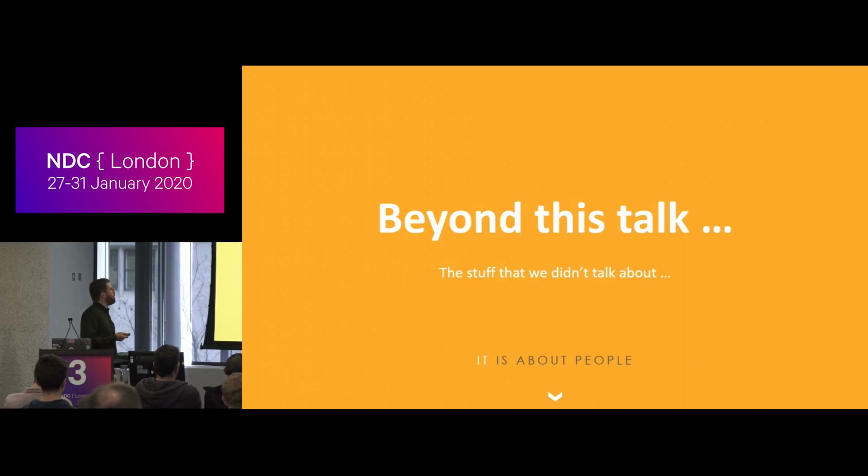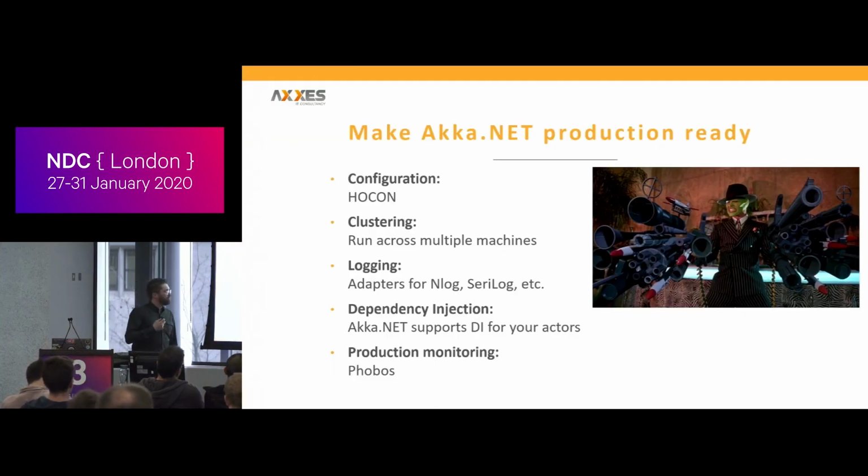Now, if you want to move further from this, there's still so much stuff that I did not talk about. The first thing is, if you are going to run this in production, you're gonna need to deal with Akka configuration. You're gonna need to configure your cluster. You're gonna use HOCON for that, the Human Optimized Configuration Object Notation, I think it is. You're gonna need to set up your clustering. Didn't cover that today either. You're gonna probably want to use logging and dependency injection at some point. And you're gonna want to monitor your production environment. Petabridge has a product for that. It's called Phobos. It's really good.